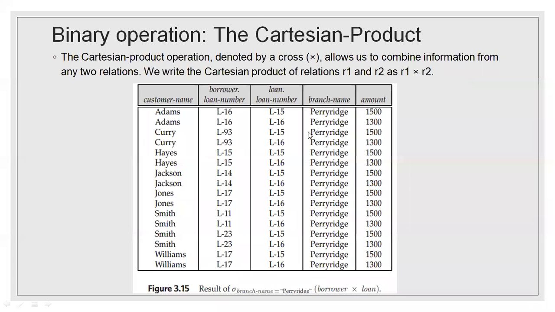Next is the Cartesian product. Now the Cartesian product is nothing but all the combinations of two different tables. The Cartesian product operation, denoted by cross, allows us to combine information from any two relations. So we write the Cartesian product for relations R1 and R2 as R1 cross R2. So we have a query. Let us discuss the query first.